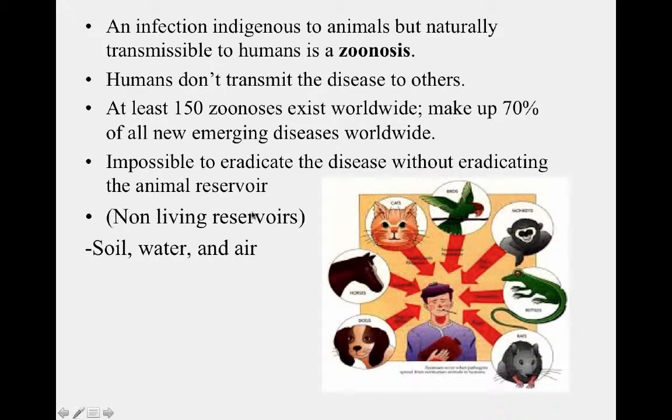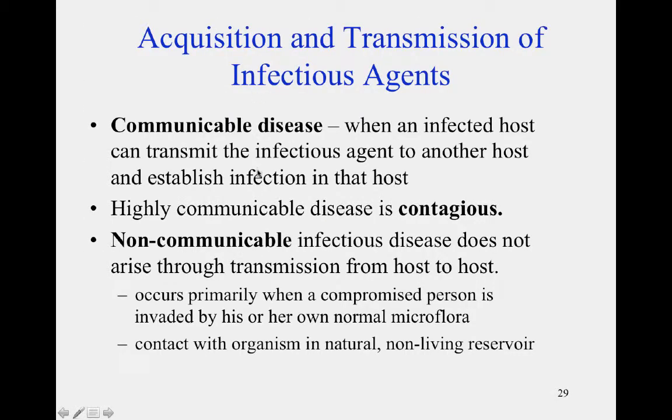There's also an example where you could have non-living reservoirs. So sometimes the natural habitat for pathogens exists in a soil environment, or even water, or even in the air. All right, so if there is a pathogen that is communicable, that means that an infected host could transmit the agent to another host. And when you have one that's highly communicable, that means it's contagious.